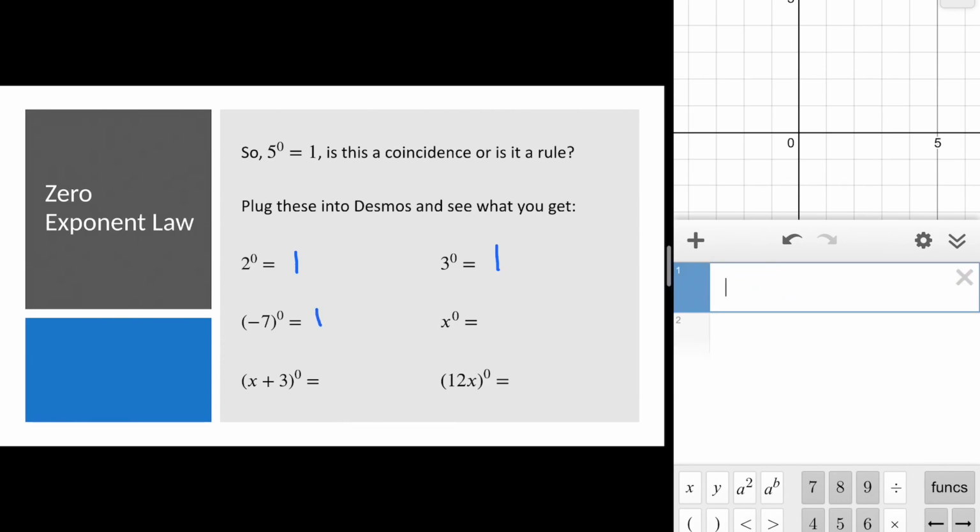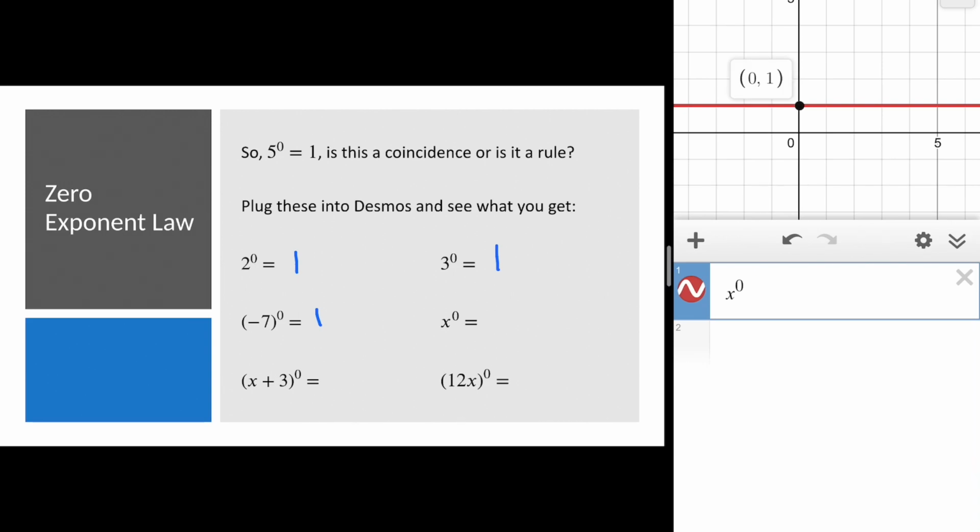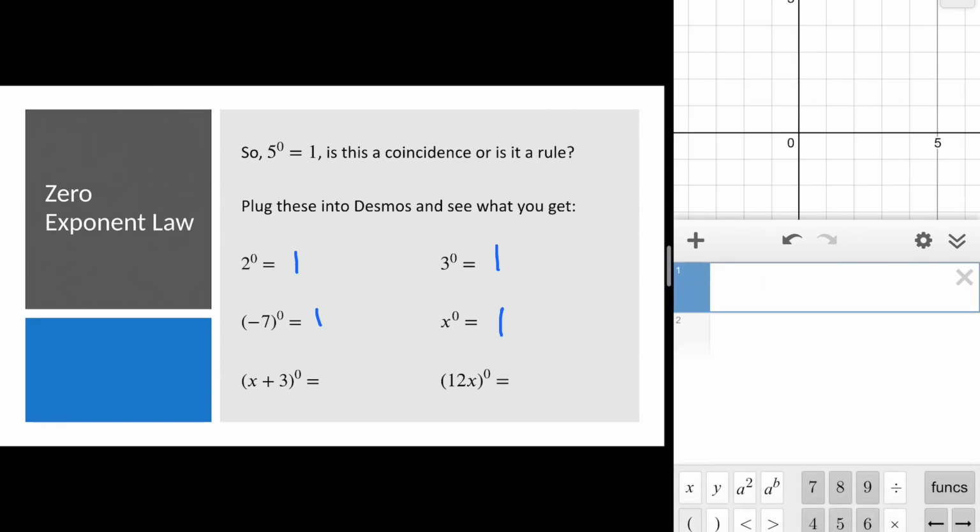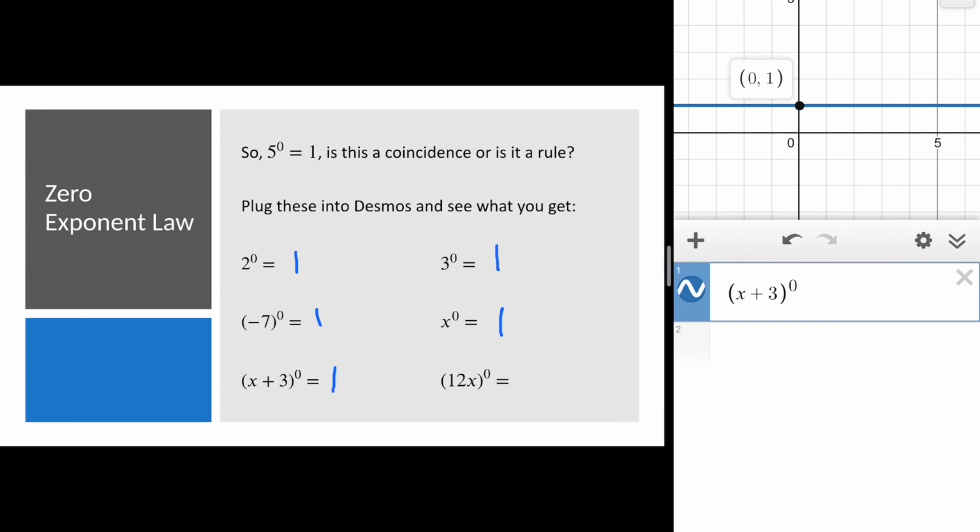What about x to the 0 power? Does that work in Desmos? Where is that on the graph? It's at 1. What about x plus 3 to the 0 power? Where do you think that's going to be on the graph? Notice how it's also at 1. And what do you think 12x to the 0 power is? 1. So what does that mean for any time we have a power of 0?